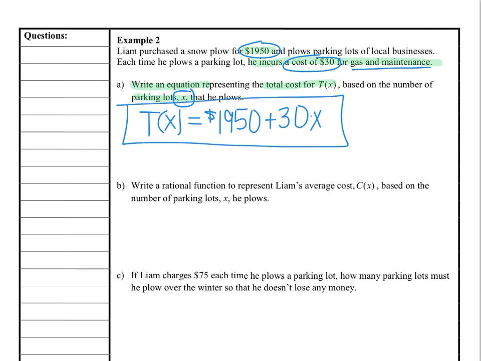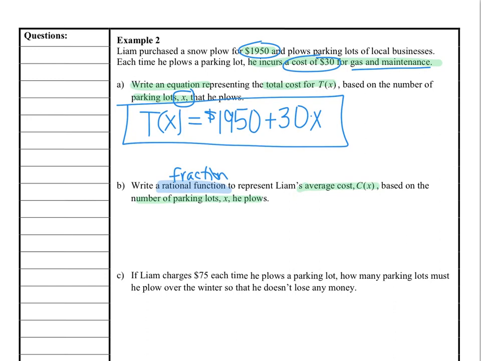Part B says write a rational function. So rational function is going to mean that it has some sort of fraction in it. To represent Liam's average cost, C of x, based on the number of parking lots he plows.